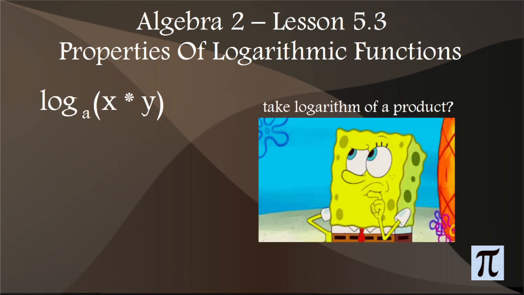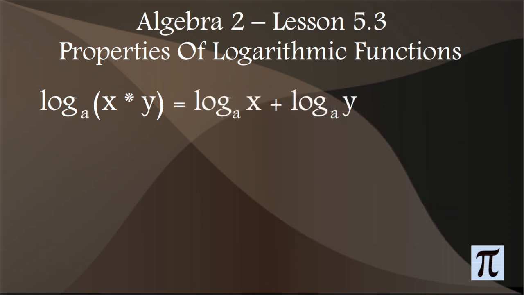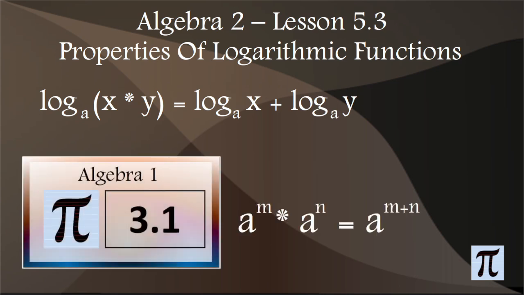So what happens when we take two things and multiply them together and try to take the logarithm of that product? Well, it turns out it's pretty simple. It splits into log base a of x plus log base a of y. Now you may be wondering, how do we get to addition when we started with multiplication? Remember, we're working with exponents here.